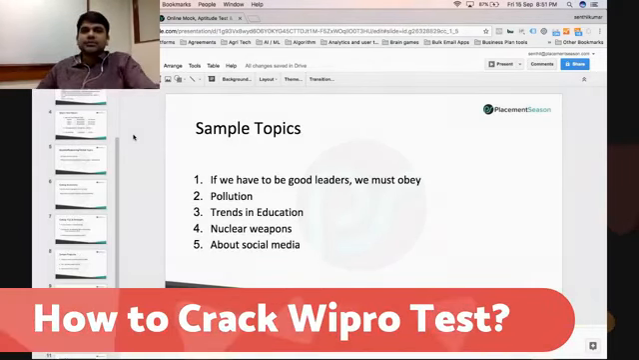Some of the topics we have seen till now in Wipro's essay writing test: if we have to be good leaders, we must obey. That is one topic. They have also asked to write about pollution, trends in education, nuclear weapons, and social media. Social media is a hot topic; Capgemini also has many topics related to social media, even Wipro. These are all general topics we have seen in Wipro till now.